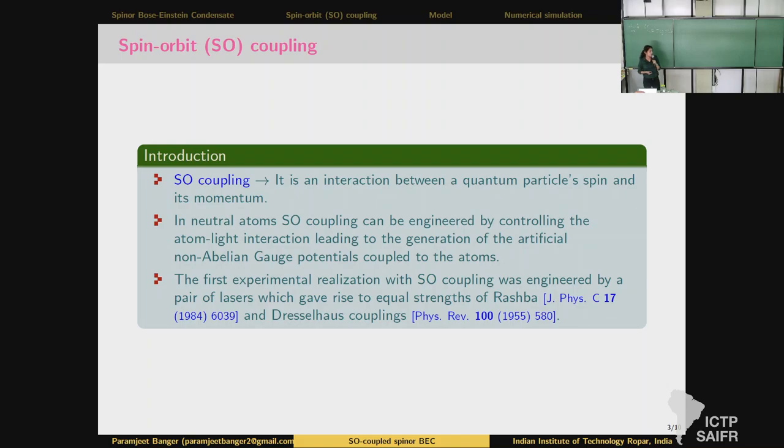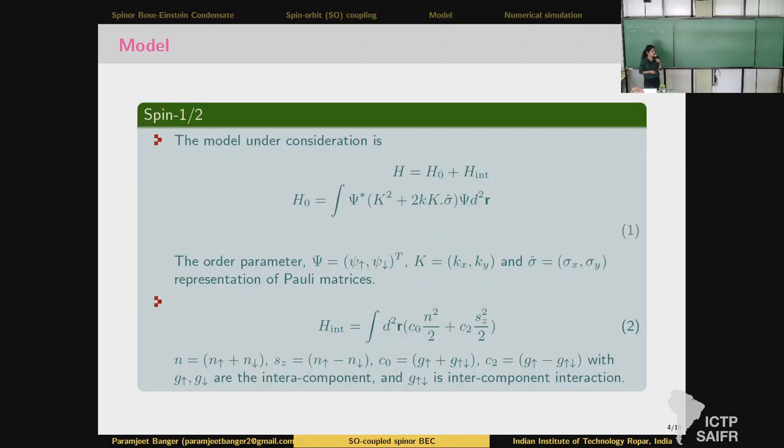I would like to say that the experimental realization of spin orbit coupling in BEC is a very big achievement for cold atoms, because it gives researchers a very big platform to study different and non-trivial structures in BEC. So in this paper, basically, the authors have considered two systems, a spin half system and a spin one system, in the presence of spin orbit coupling.